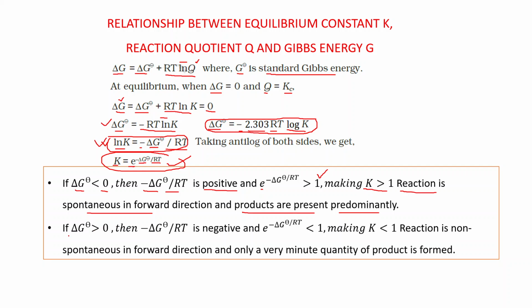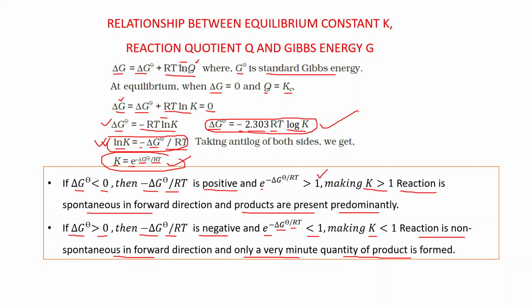Clear? In the same way, if delta G standard is greater than 0, then minus delta G standard divided by RT is negative, and e raised to the power minus delta G standard by RT is less than 1, and this makes K less than 1. So the reaction is non-spontaneous in the forward direction and only a very minute quantity of product is formed. Clear? Now we will discuss some numericals which are based on this formula.